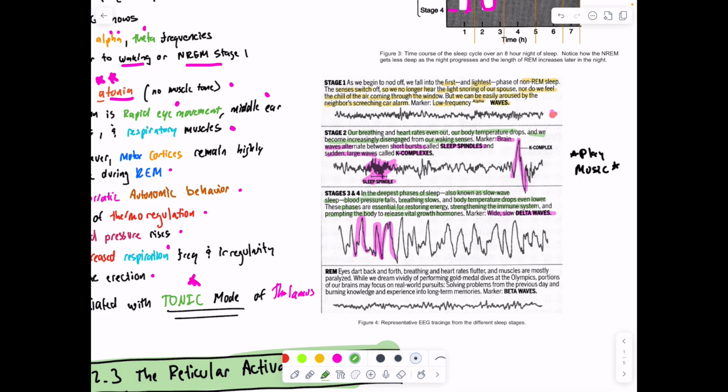Then we get to REM. Your eyes dart back and forth, breathing and heart rates flutter, and muscles are mostly paralyzed. While we vividly dream of performing gold medal dives at the Olympics, portions of our brains may focus on real-world pursuits, solving problems from the previous day, and burning knowledge and experience into long-term memories. And our marker for this one is beta waves.